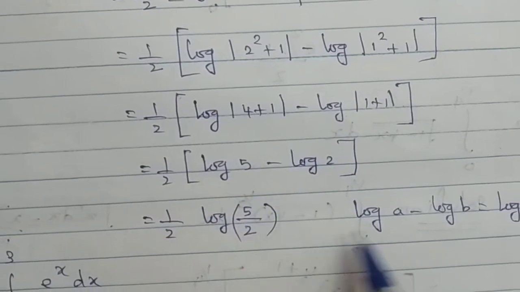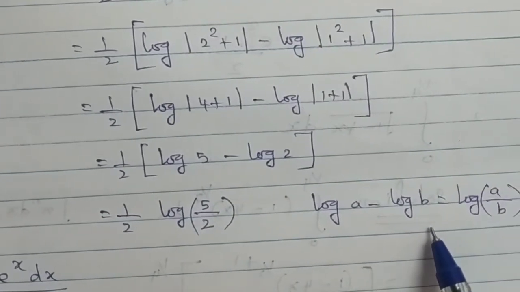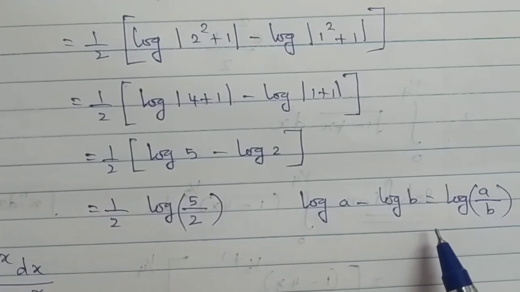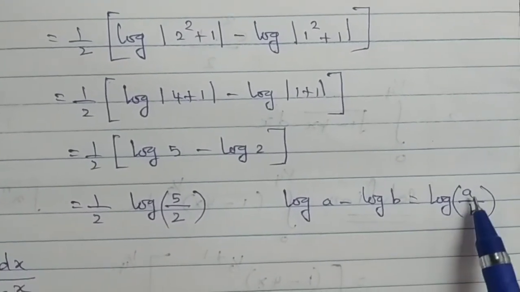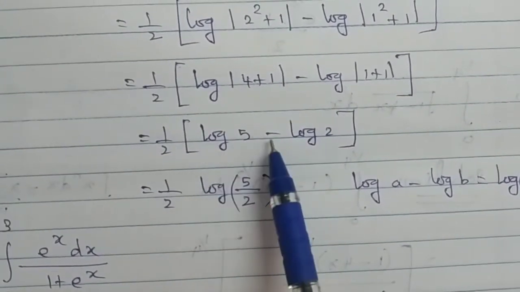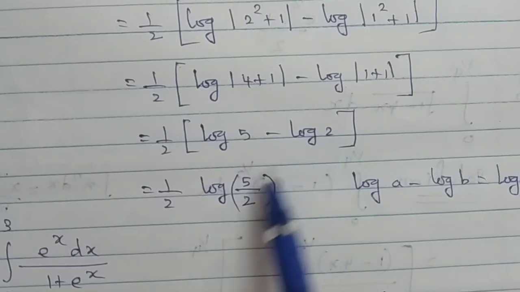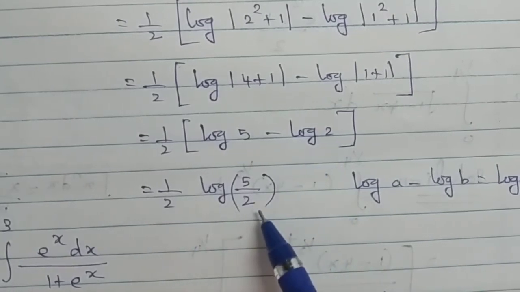It is in the form log a minus log b, and log a minus log b equals log a by b. So here log 5 minus log 2 can be written as log 5 by 2. The answer is 1 by 2 into log 5 by 2.